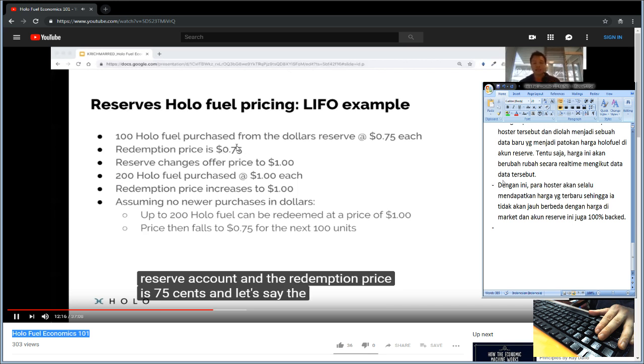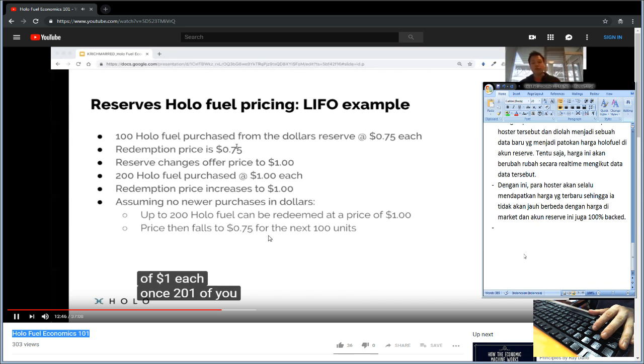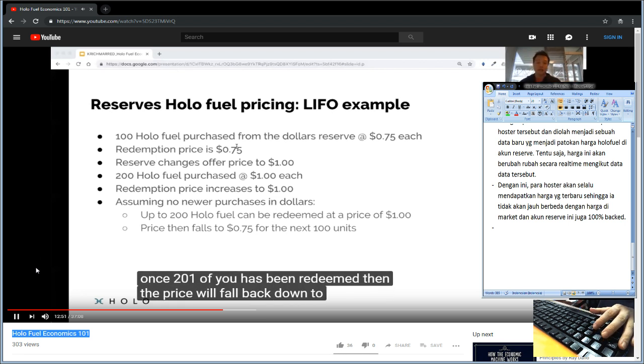Now let's say the market changes and the price of Holo Fuel on the reserve goes up to $1. And now someone buys 200 Holo Fuel at that price. So now the redemption price on the reserve is $1. If we assume no further Holo Fuel is sold by this reserve, then hosts collectively can redeem up to 200 Holo Fuel at a price of $1 each. Once 200 Holo Fuel has been redeemed, then the price will fall back down to 75 cents.